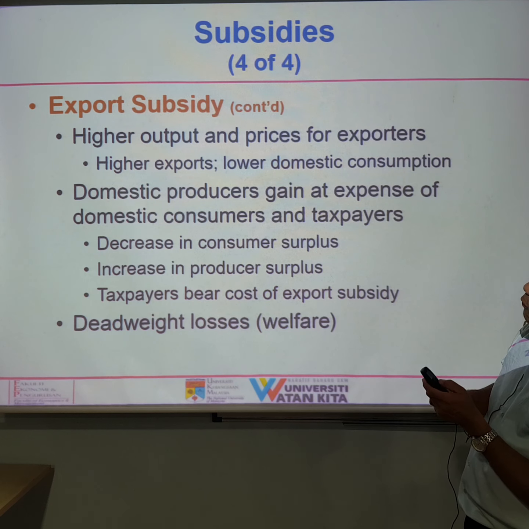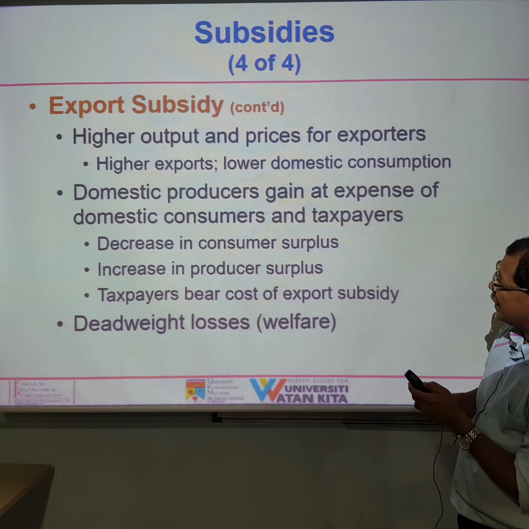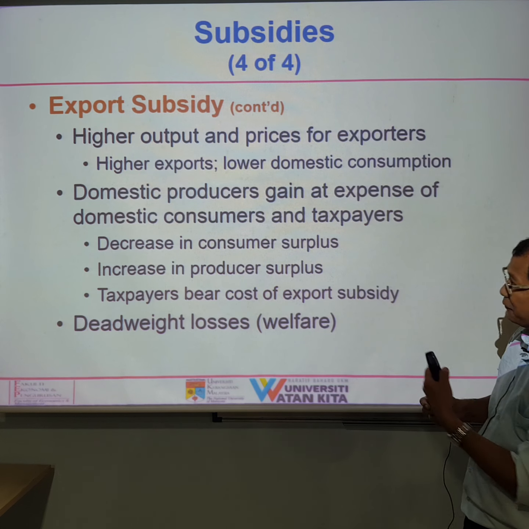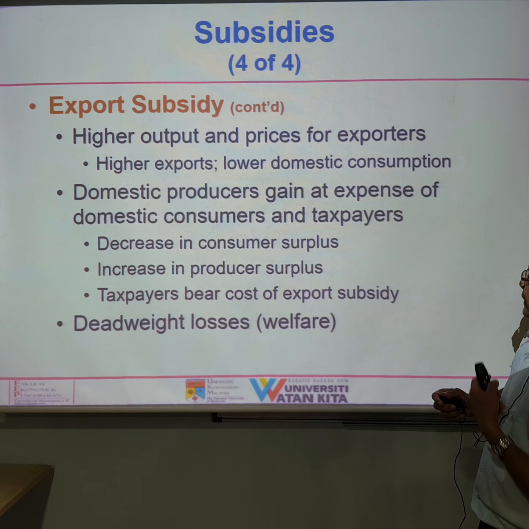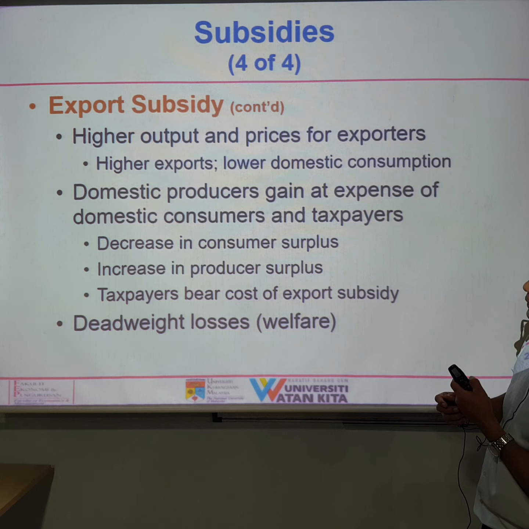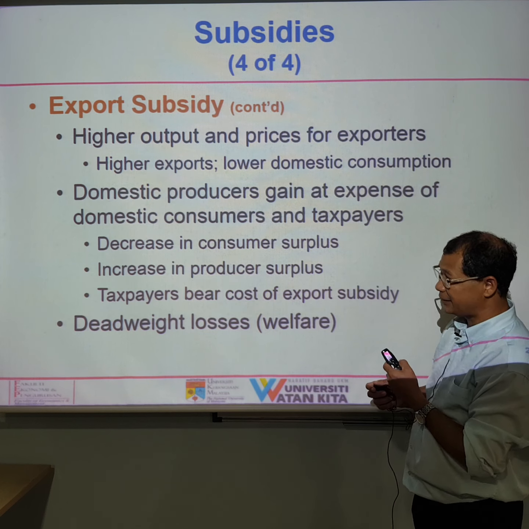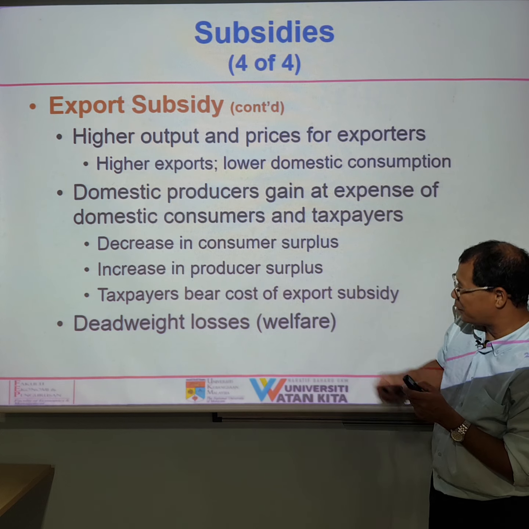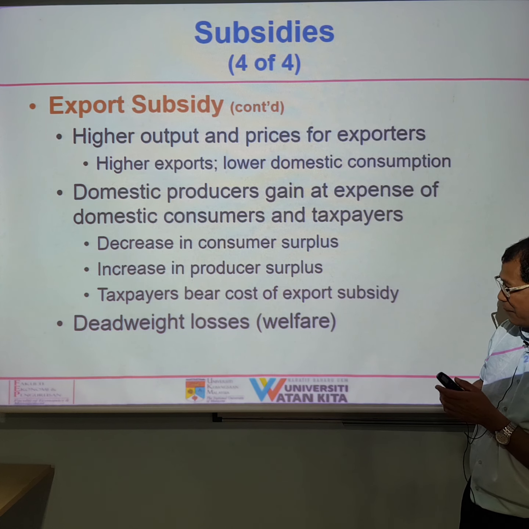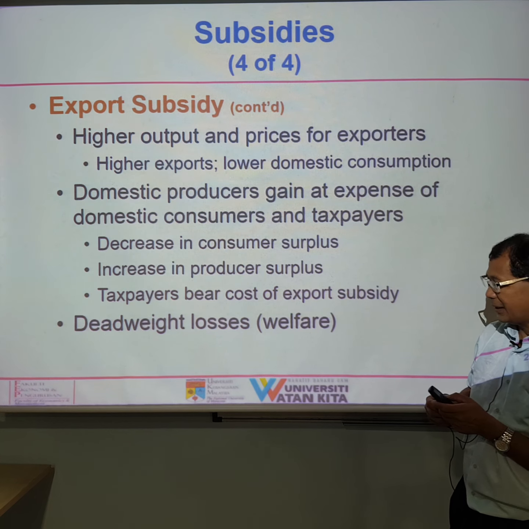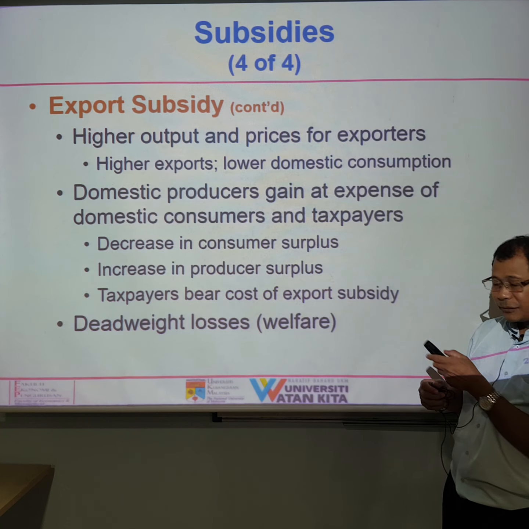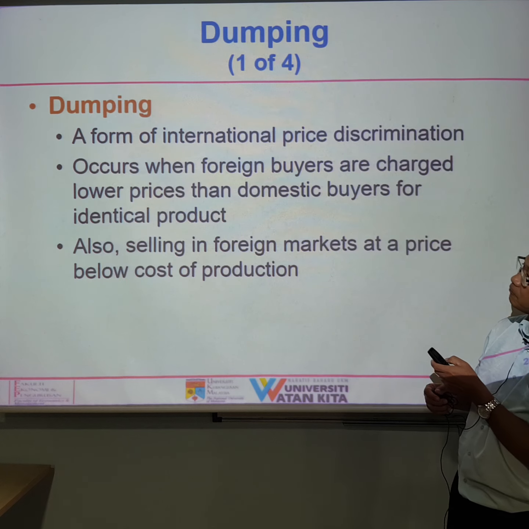Export subsidy means higher output and prices for exporters, higher exports, and lower domestic consumption. We just saw this, it is just to review. So domestic producers gain at the expense of domestic consumers and taxpayers. There is a decrease in consumer surplus and an increase in producer surplus, and taxpayers bear the cost of the export subsidy. So there are two deadweight losses in the case of export subsidy.